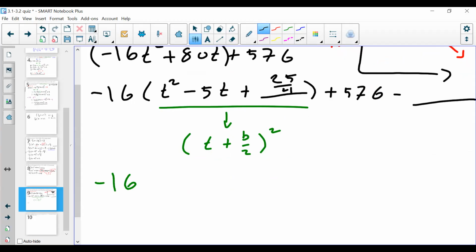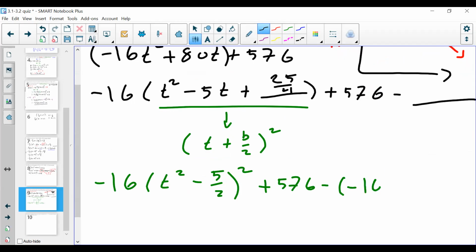So negative 16 times t minus 5 over 2 squared, and then I have that 576. And I'm going to subtract my a value of negative 16 multiplied by that 25 over 4, remember, from the 25 over 4 before you factored it out. Are we good here? Any questions so far?